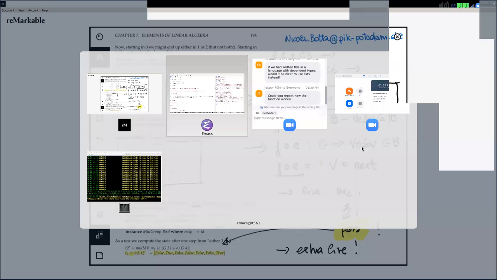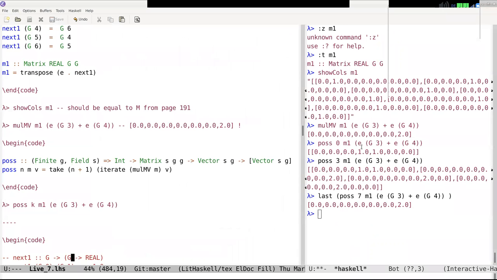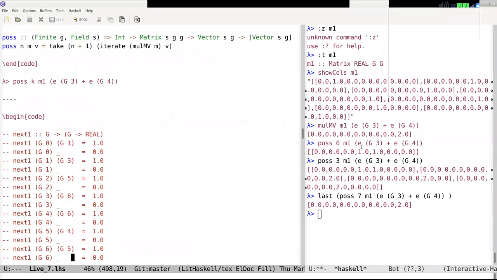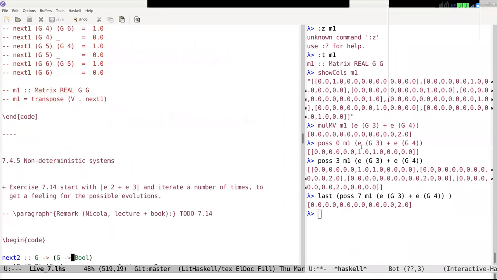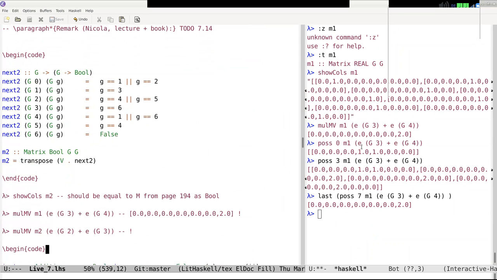So let's have a look at V following next, and let's have a look at whether this is a useful definition. So we are in the non-deterministic system. We have defined this function next to, which in the text is called F2. I've called it next two, not to make too much confusion with F and next. And we define the matrix M2 to be the transpose of V following next two.